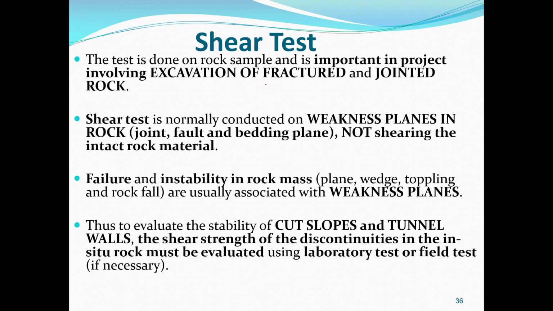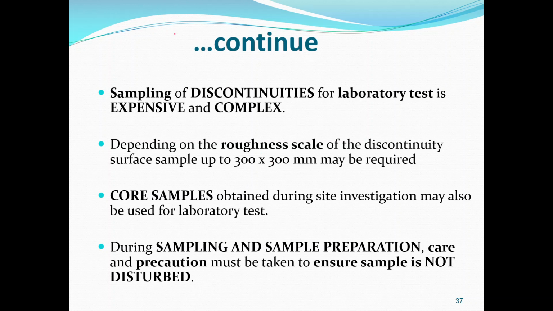And then we have another test, we call the shear test. The shear test is conducted if we have jointed rock, so fractured, jointed rock. It is used to get the value of the discontinuity, the C value, cohesion and friction of a cut slope. So we can use a sample of this size, 300 by 300, or we can use core samples more easily.